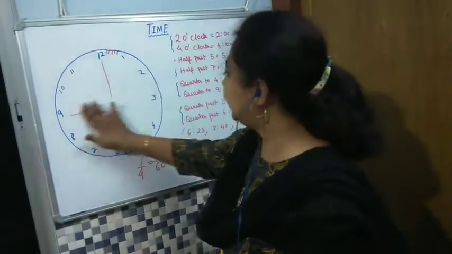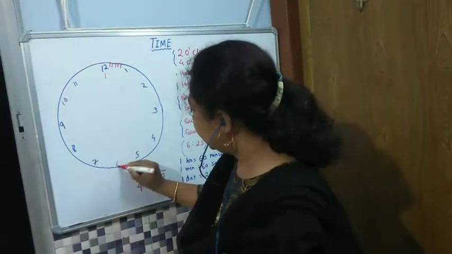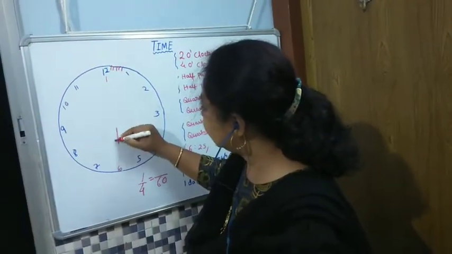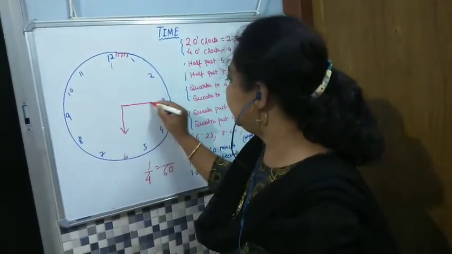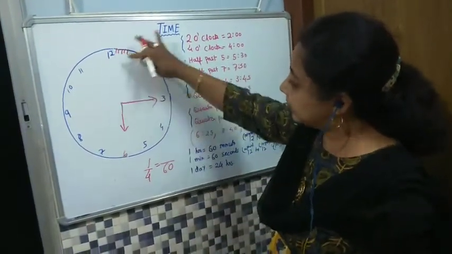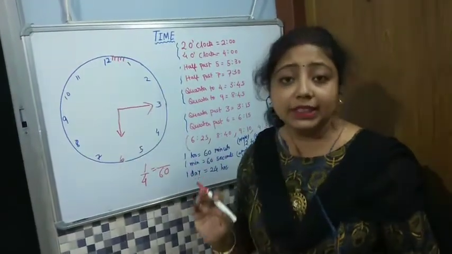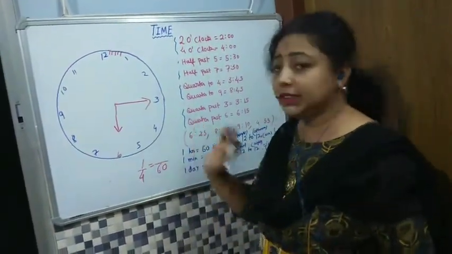So, how will we show it? Suppose quarter past 6. So, the smaller hand is near 6 and the larger hand is near 3. So, quarter past 6 means 15 minutes are past 6 o'clock, or we can say 6:15 or quarter past 6.